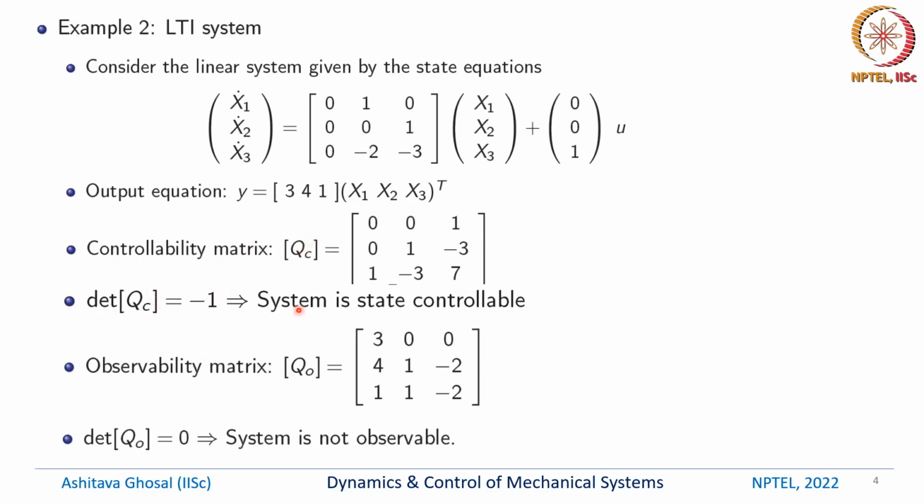It is minus 1, which implies that this system is state controllable. This is from Kalman's test for controllability. We can also obtain the observability matrix.